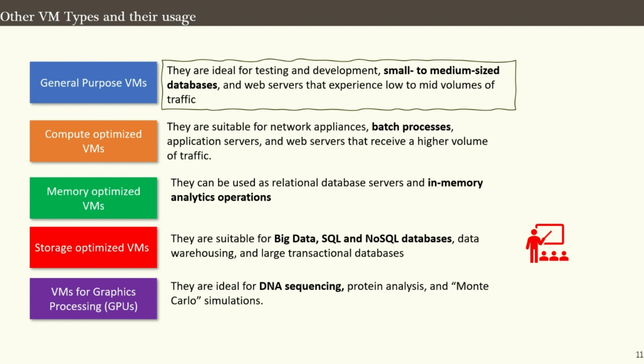Examples include you can make use of these kinds of VM for Cassandra, MongoDB, and a Redis cache kind of stuff. Next one is VM for graphics and processing. They are very good for graphics related processing, which provide high processing capabilities for data processing and rendering data in a graphical format. So these are the multiple types of VM that you can choose and use.